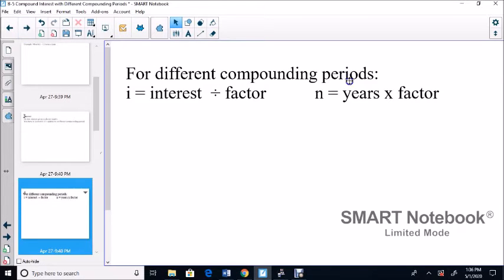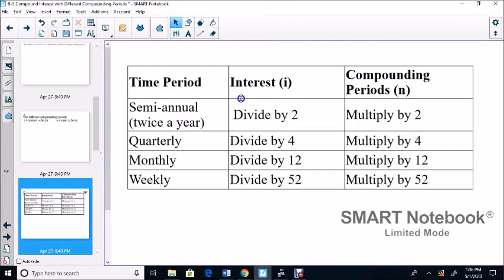For different compounding periods, when you find your I, you take your interest and you divide by this factor. N, the compounding periods, is the number of years times the factor. To make it simple, I put this table. So for example, semi-annual, that's twice a year, you divide the interest by 2, but you multiply the compounding period by 2.